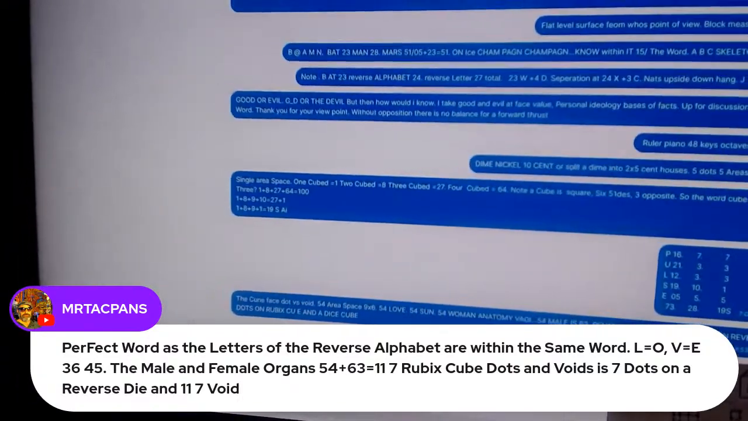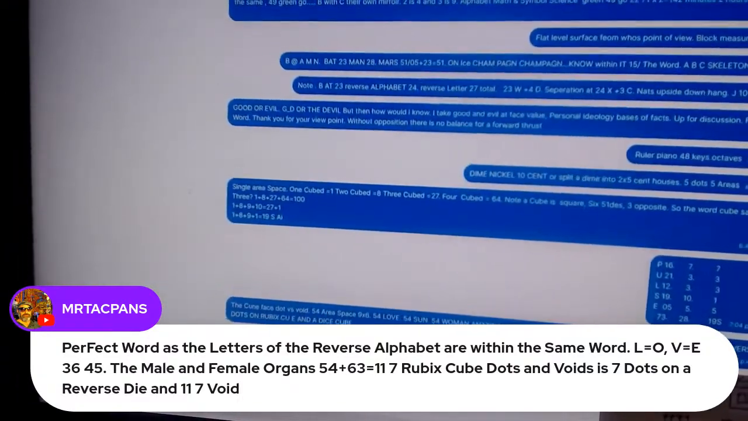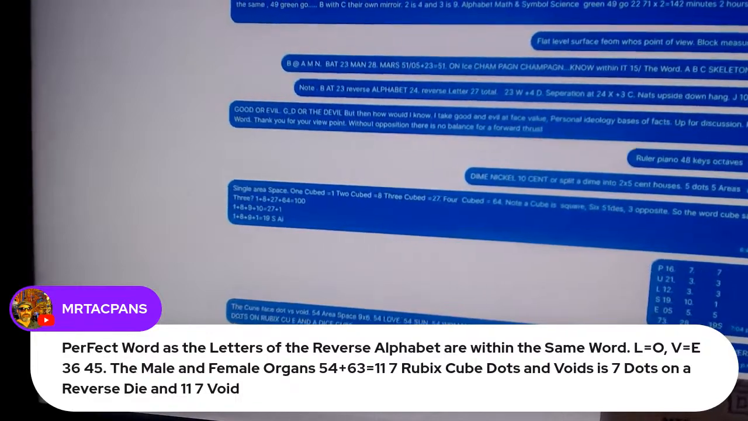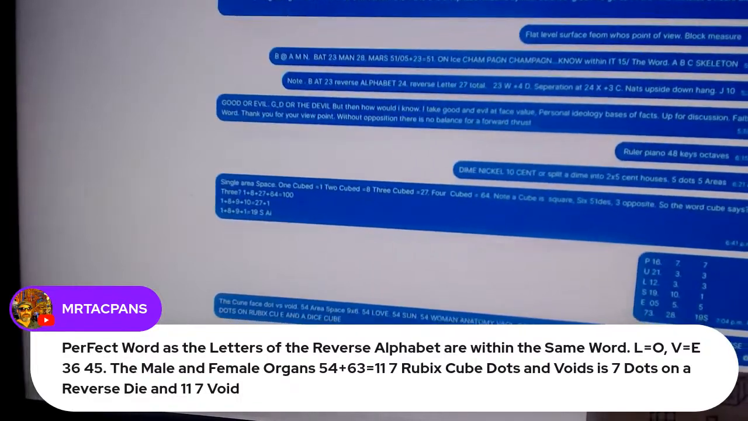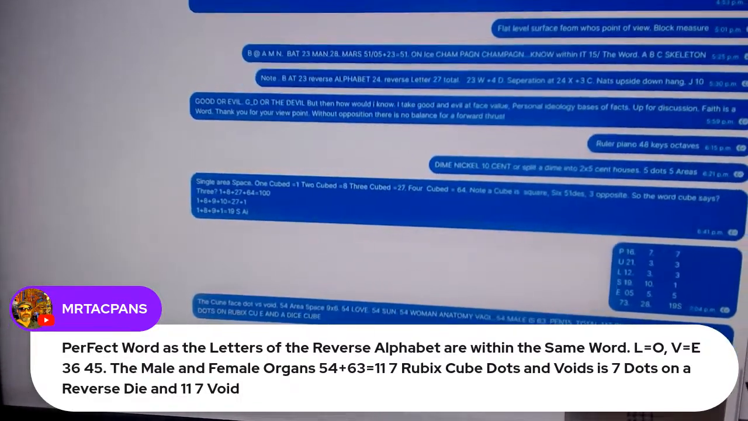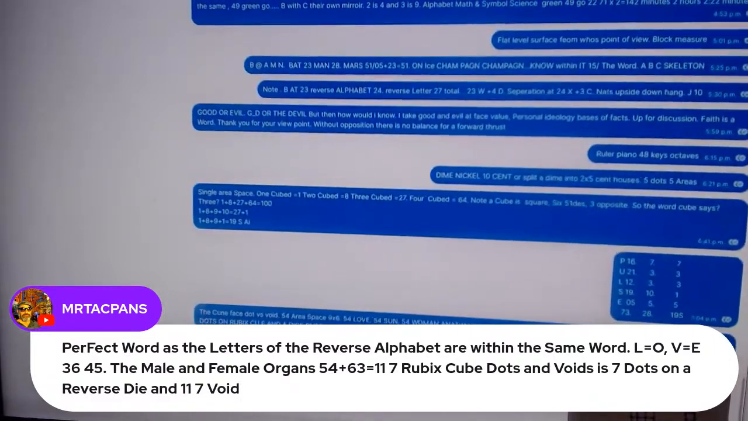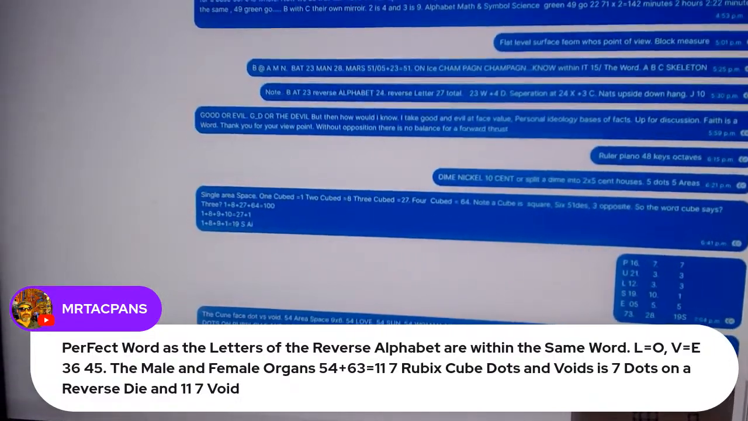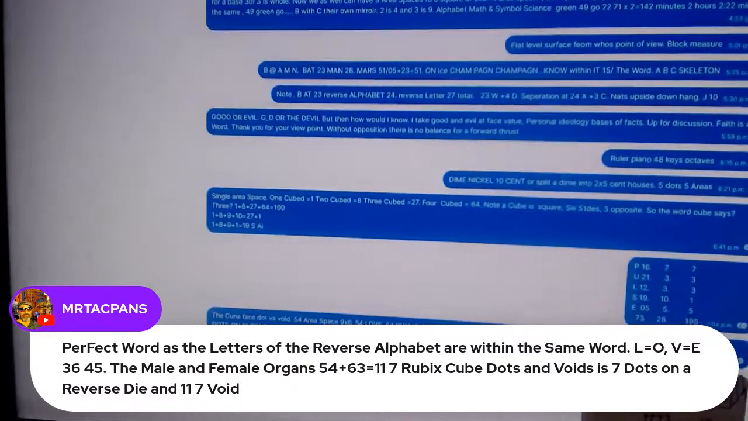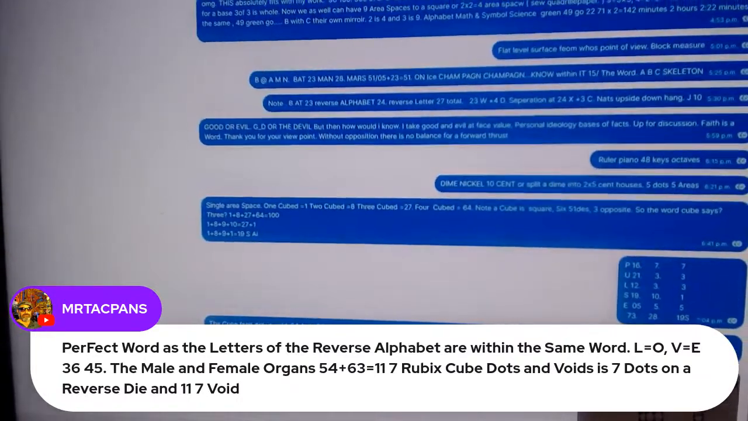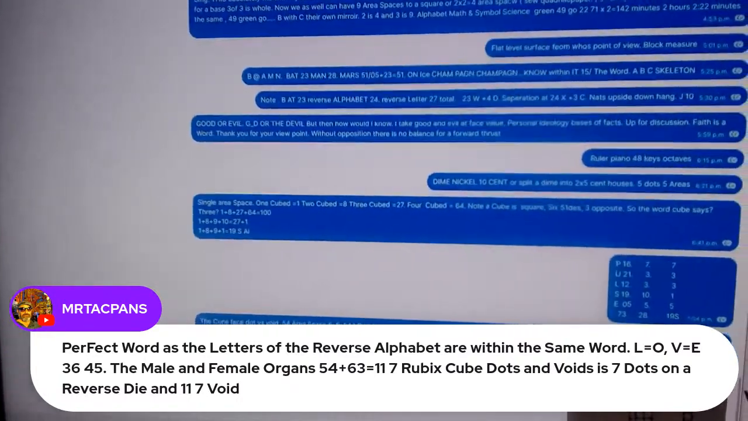I'm just trying to think. What is it? 1 cubed equals 1. 2 cubed equals 8. 3 cubed equals 27. 4 cubed equals 64. 64 times 8 equals 512. That's part of the memory, right? The Mars memory. 64 is also Zion, Israel, right?